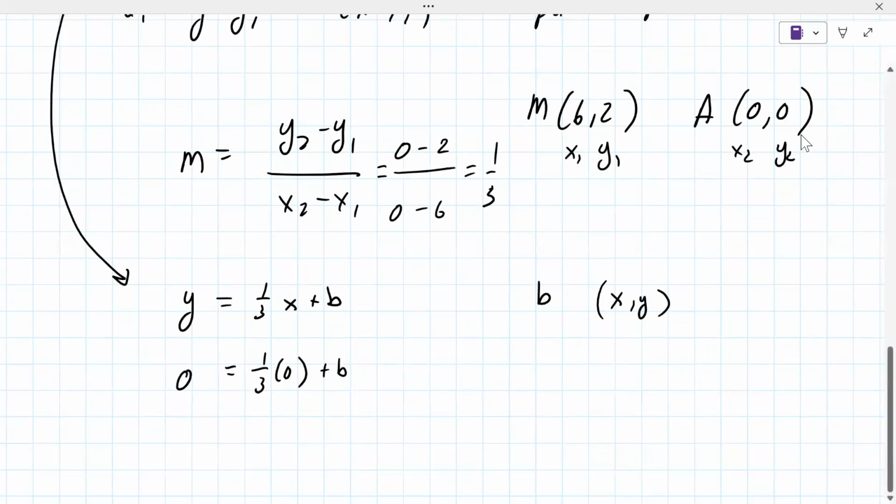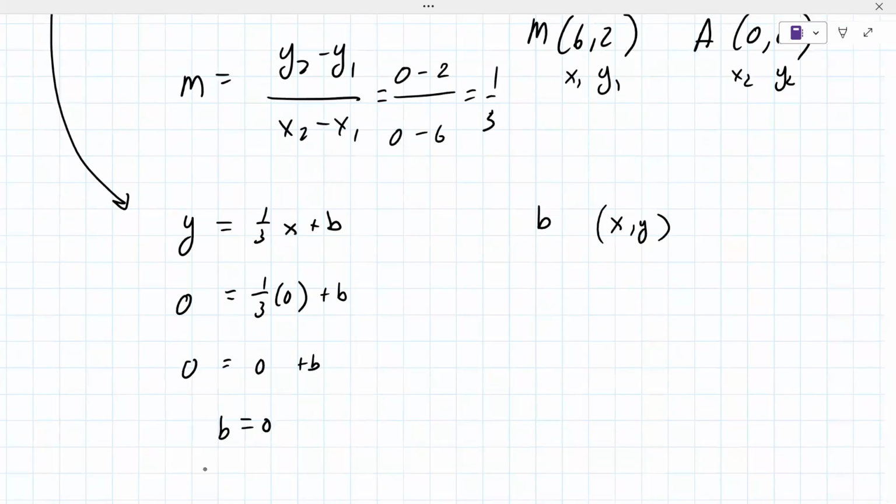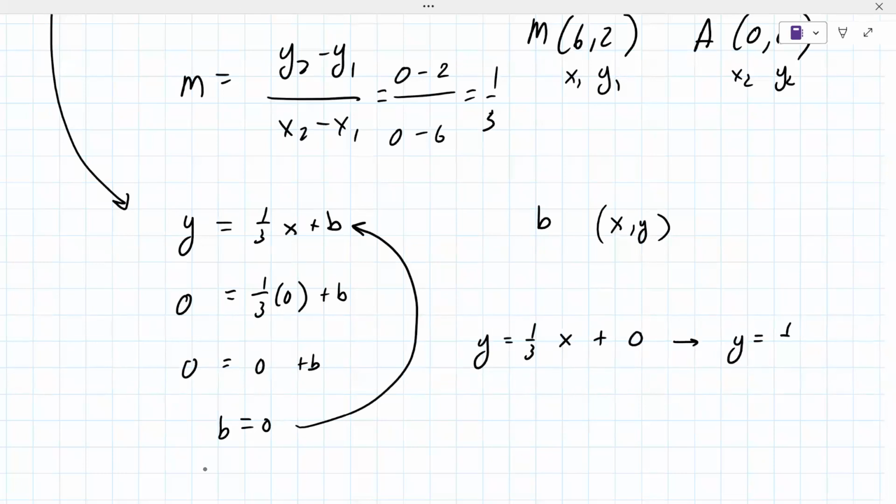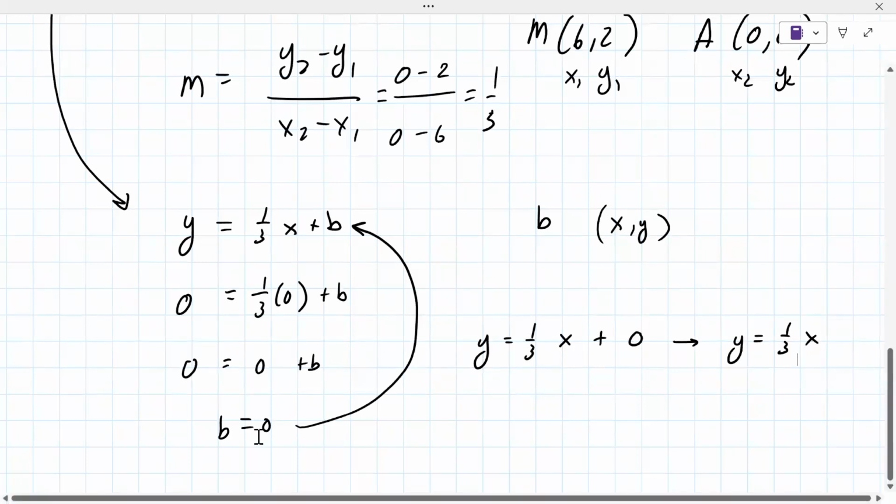Is that clear where I grabbed that point from and put those in for x and y? Yeah. Okay, so now 0 times anything is 0. So if you move the 0 over, which you don't even need to, b is 0, basically that is the net result here. And that goes back into this equation here. So we have y equals 1/3 x plus 0, or just y equals 1/3 x. And that is the equation of the line. Okay. So there's a lot there.